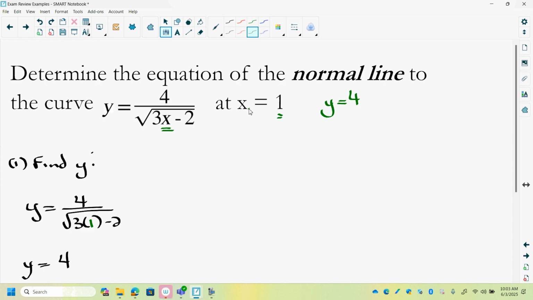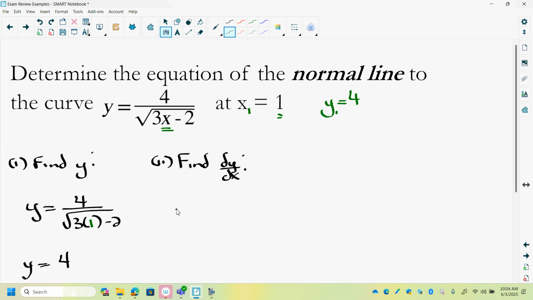Okay, so I've got x1 and y1. We got to find m, the slope. The slope of the tangent line. How do you find the slope of the tangent line? This all came from what unit? Derivatives. That's right. I got to find the derivative of. That's right. So I'll find dy dx or y prime, whatever you want to call it.